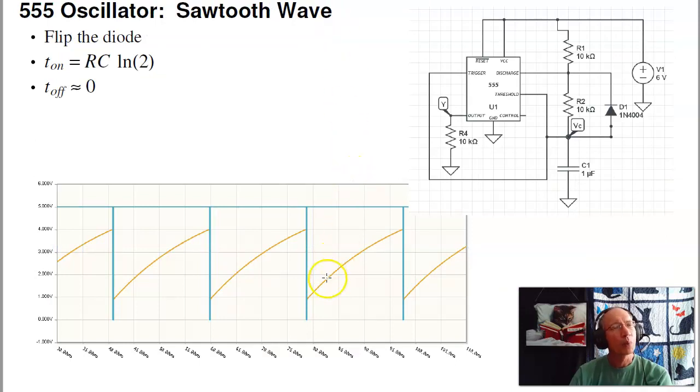Oh, one other thing to note. The output, in this case, is the blue line. There are these pulses. That pulse would probably go to a T flip-flop. Every time I get a pulse, I toggle the output. That'll give you a square wave: high, low, high, low.